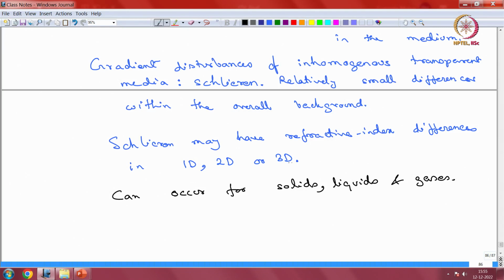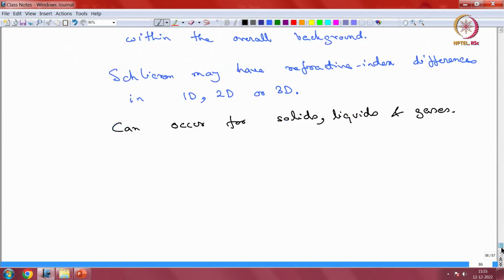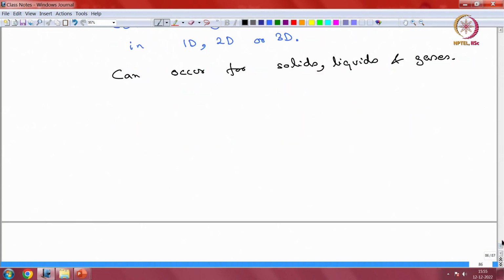Obviously, if it's a three-dimensional situation, then it's difficult to image. Usually, I want to have a situation which is either one-dimensional or two-dimensional for you to be able to image them like that. And this can occur for either solids, liquids, or gases. In fact, some of the first applications of Schlieren imaging was for solid systems. Now, these type of Schlieren differences can be exploited by different optical imaging techniques.